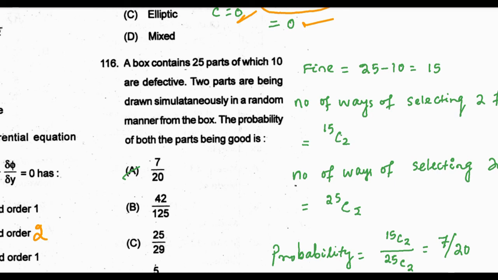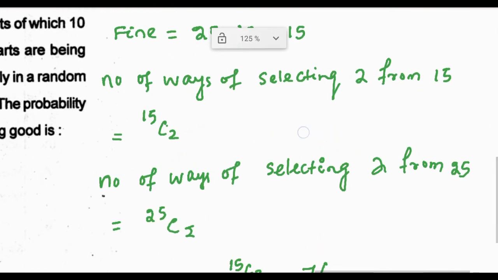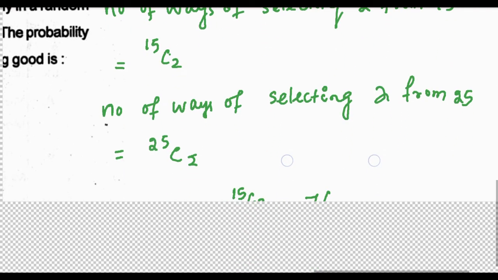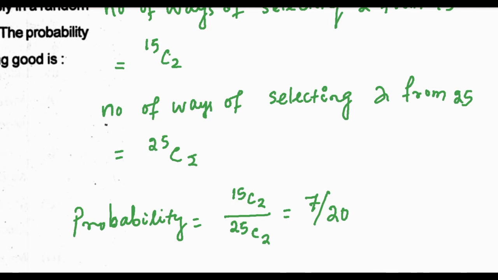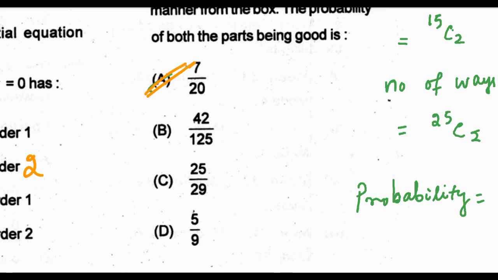So here 25 parts are given, and among the 25 parts 10 are defective. So fine parts are 15. So number of ways for selecting 2 from 15 is 15C2. Number of ways of selecting 2 from 25 is 25C2. So the probability of finding the two parts to be fine is 15C2 by 25C2, which is equal to 7 by 20. Option A here is the correct answer.